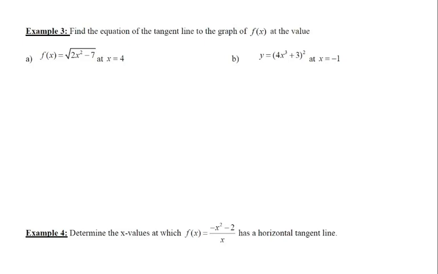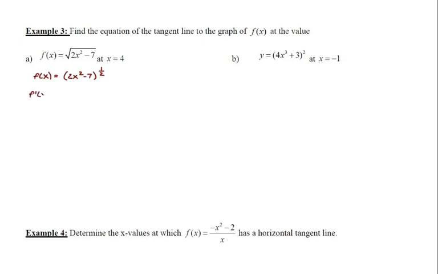So I know the x coordinate is 4. I will need to find f of 4, and then f prime of 4 should be the slope. So first thing I'm going to do is find the derivative. You might want to rewrite the function as (2x² − 7) to the 1/2. Some people want to find the point first. As long as you find the point, x and y, and the slope at that point, it doesn't matter which order you do it in. I usually go the derivative route first.